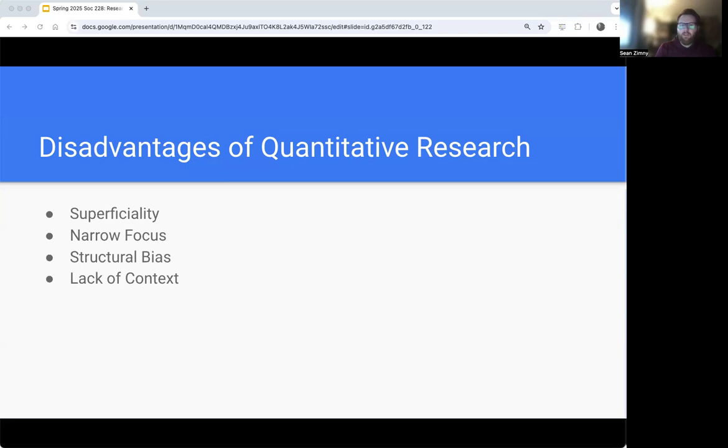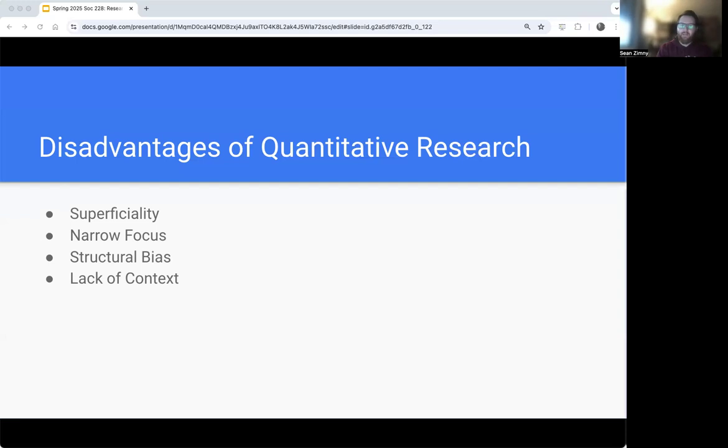Narrow focus. So predetermined variables and measurement procedures can mean that you ignore maybe potential other relevant observations. You don't know what you don't know because you're just surveying based upon the tools that you've created. Structural bias. So despite standardized procedures, structural biases can still affect quantitative research. So missing data, imprecise measurements, or inappropriate sampling methods are all biases that can lead to wrong conclusions.